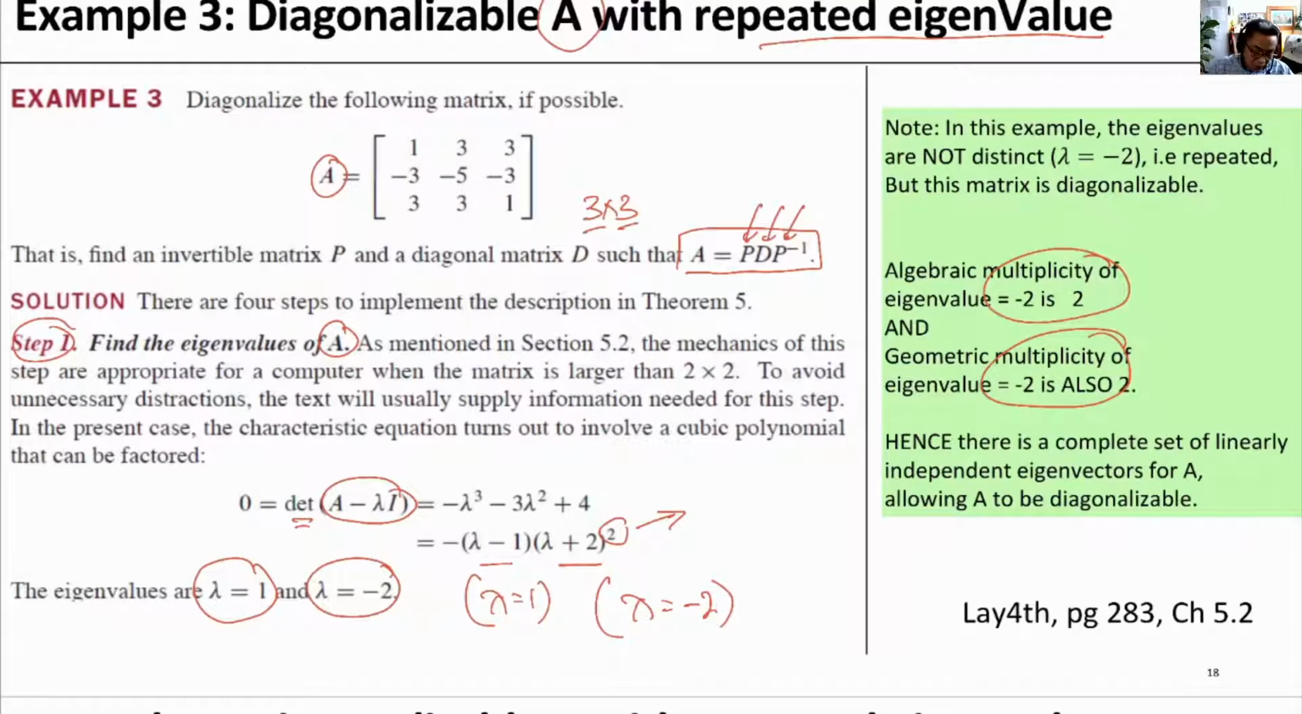The other way to look at this is that lambda equals 1, minus 2, minus 2 are all eigenvalues. There are 3 of them, although minus 2 is repeated. There are 3 of them precisely because matrix A is an n by n, 3 by 3 matrix.